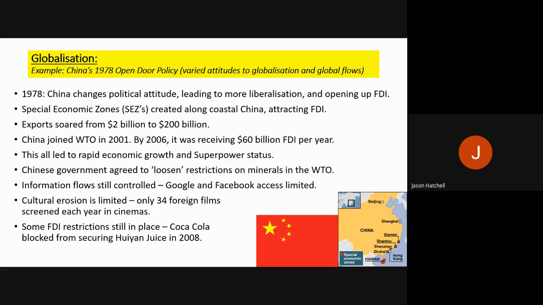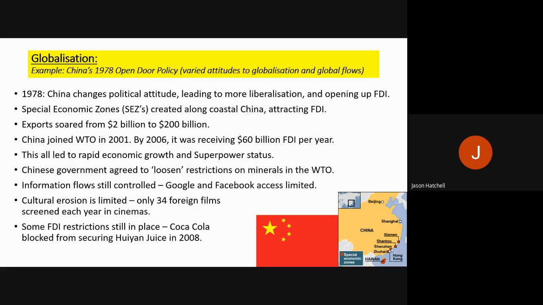The Chinese government also agreed to loosen some of its restrictions on minerals and mineral trade in the World Trade Organization. However, although all of this liberalization took place, China was still very restrictive on information flows. So it still today is very restrictive on Google and Facebook access. It has also tried to limit what's called cultural erosion. There are only 34 foreign films screened each year in cinemas in China, and that's to reduce the amount of westernization and Western influence on Chinese culture.